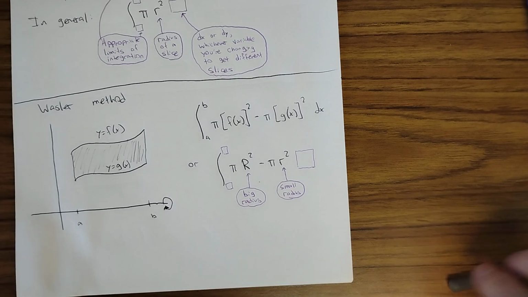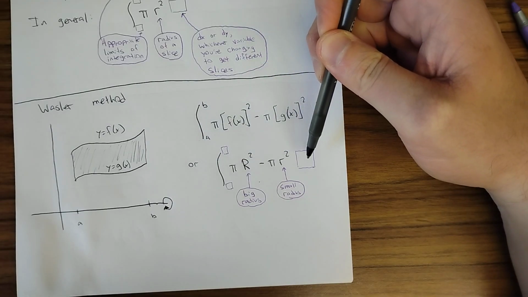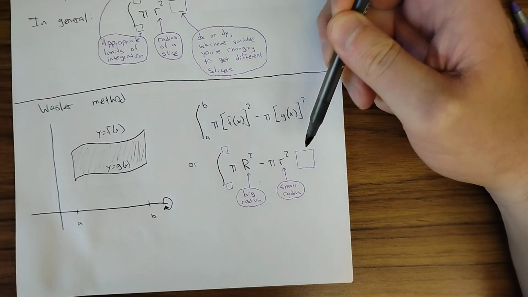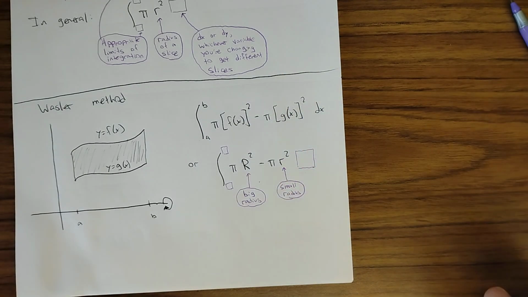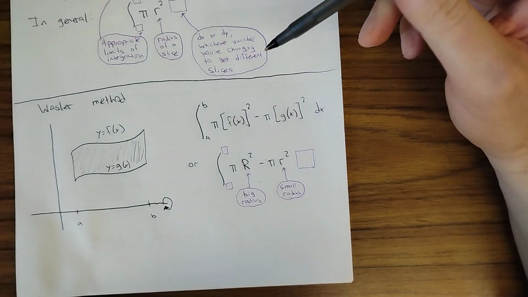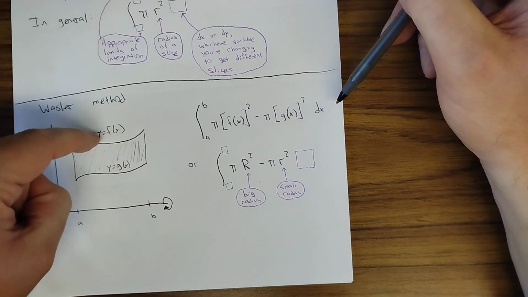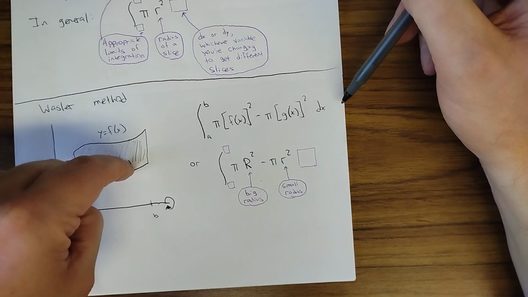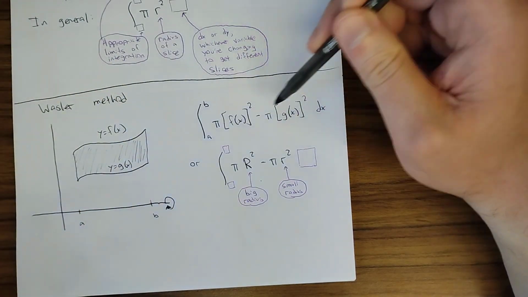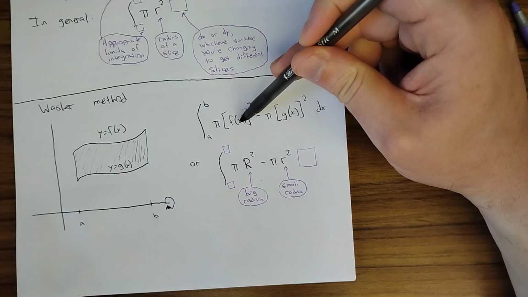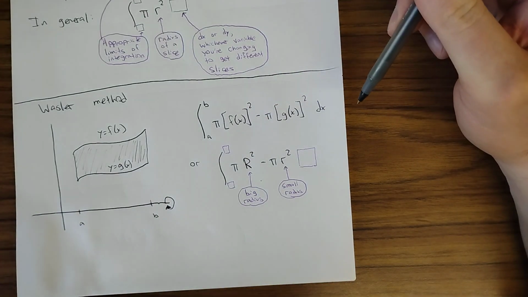I can put this in a general form like this, similar to the way I did the disk method. And of course, I could do this sideways. Like I could have x equals f of y and x equals g of y and draw a sideways region, and then I would set up my integral and there would be an f of y here and a g of y here, and this would be dy instead of dx.